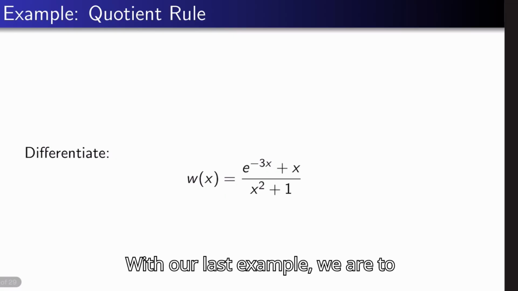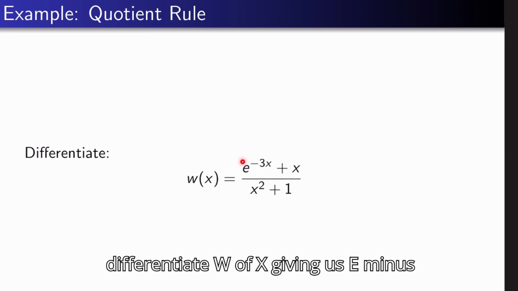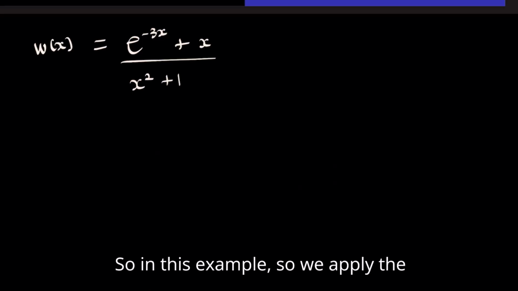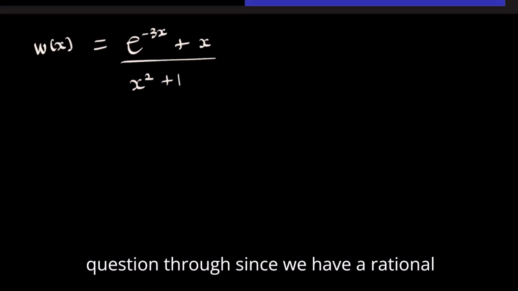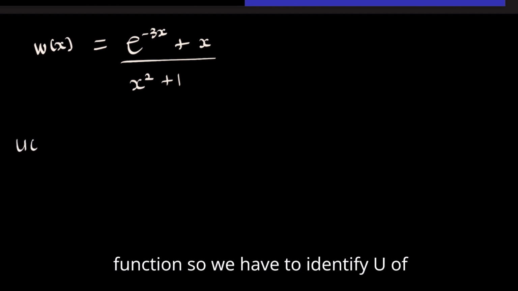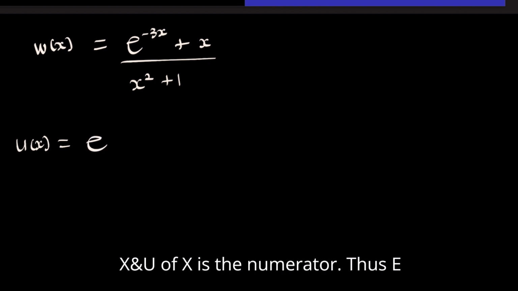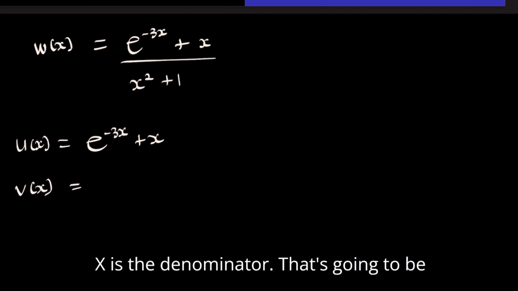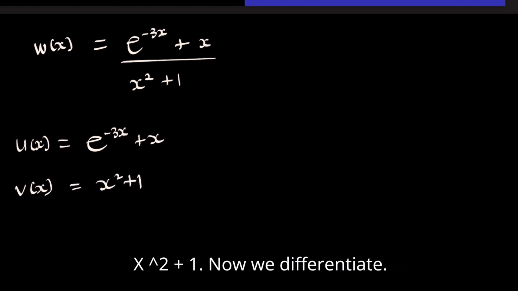With our last example, we have to differentiate w of x, giving us (e^(-3x) plus x) divided by (x squared plus 1). So in this example, we apply the quotient rule since we have a rational function. So we have to identify u of x, and u of x is the numerator. That's e^(-3x) plus x. And v of x is the denominator. That's going to be x squared plus 1.